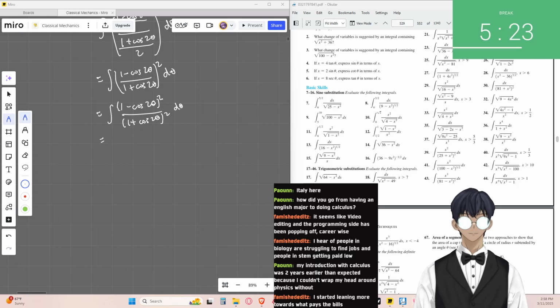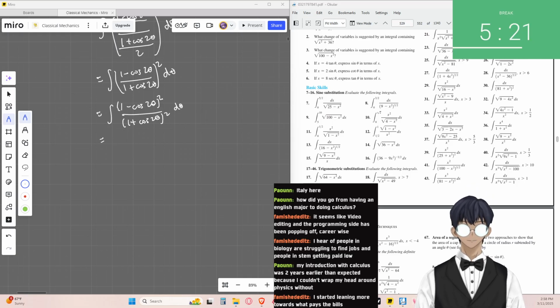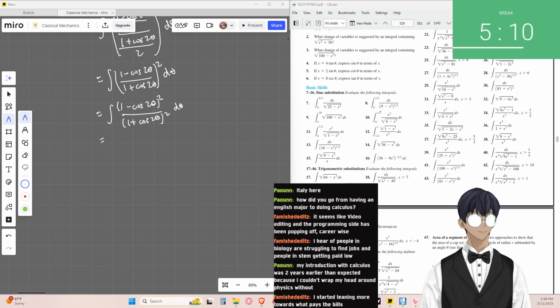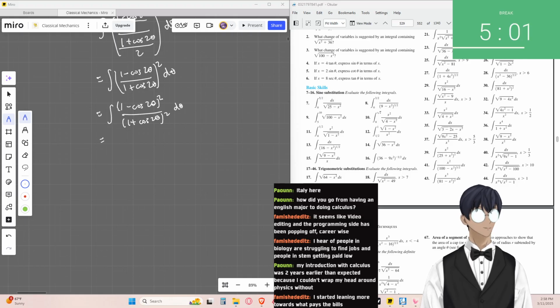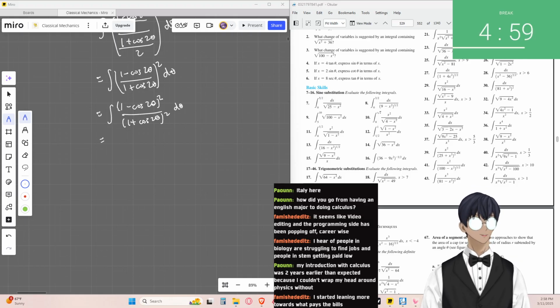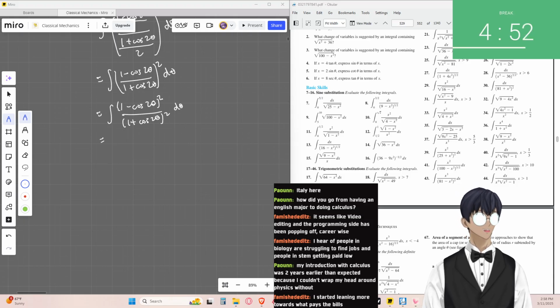I took up to linear algebra, but then I didn't take Calc 3. I was actually looking forward to taking Calc 3, but I was just so tired out from work, I just couldn't continue on. So I ended up dropping out of trying to get another degree in engineering or something. My introduction with calculus was 2 years earlier than expected because I couldn't wrap my head around physics without it. Okay, yeah, that makes sense.